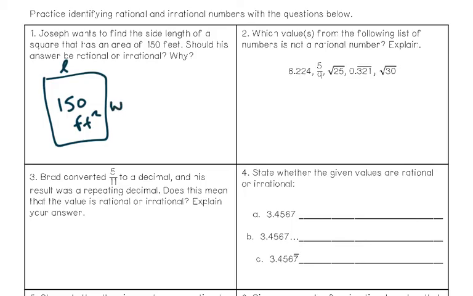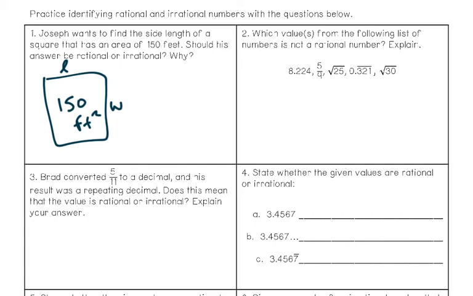Remember, the length times the width gives you the area. And since it's a square, the length and the width are the same. So should his answer be rational or irrational? So to find the area, we do length times width. So that would be like squaring a number, which is why we see this little squared sign.